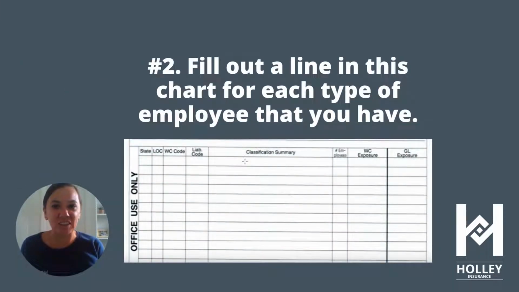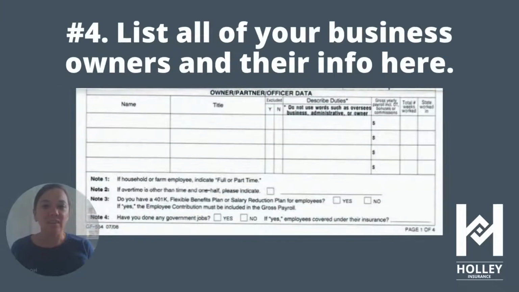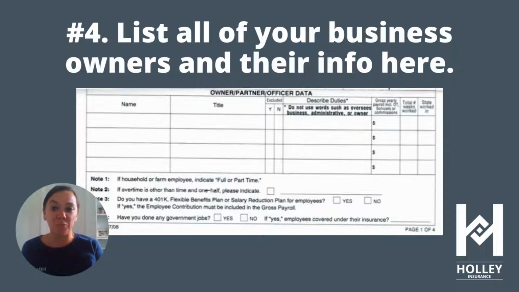Let's start with the first section. In this section, you're going to fill out a line in this chart for each type of employee that you have. In this section, you'll see a column labeled WC exposure. WC exposure stands for workers' comp exposure, which basically means how much payroll you have for everyone listed in that row.